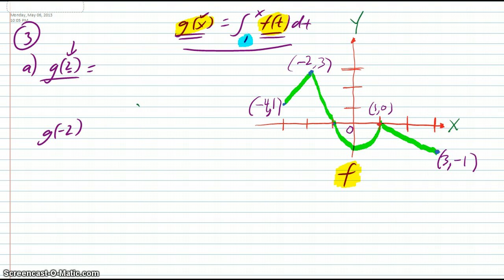Now, it says find g at 2, all right? So instead of, there's a formula, right? So instead of doing g at x, you're doing g at 2. So wherever you see an x, you're going to plug in a 2. So you have the integral from 1 to 2 of f of t dt, and f's over here. So from 1 to 2, it looks like we're looking at this area in here, which is a triangle.